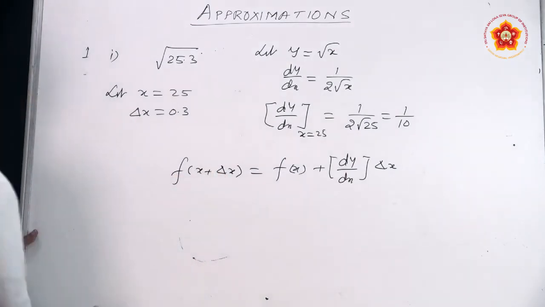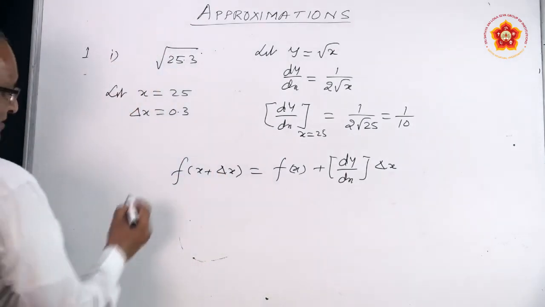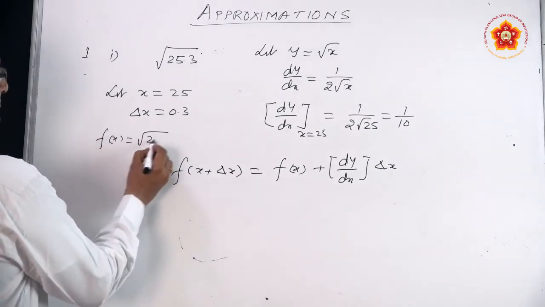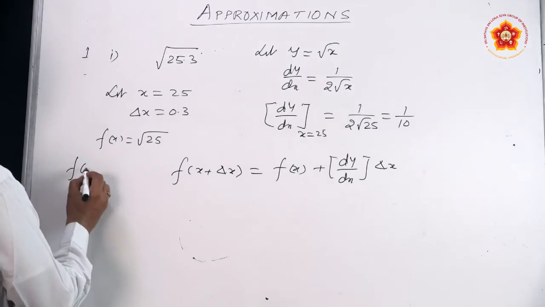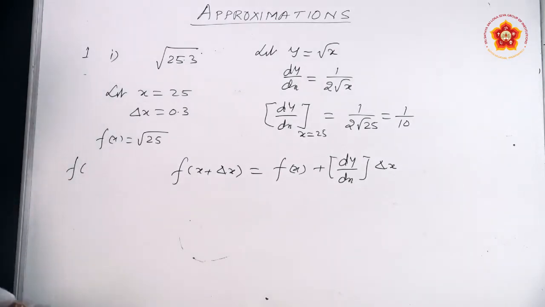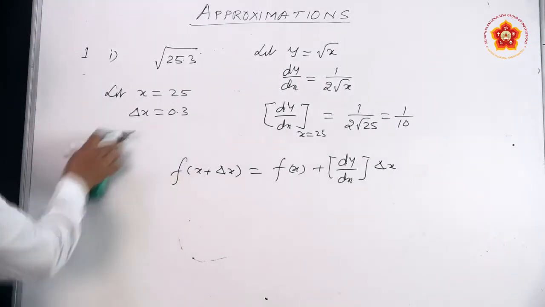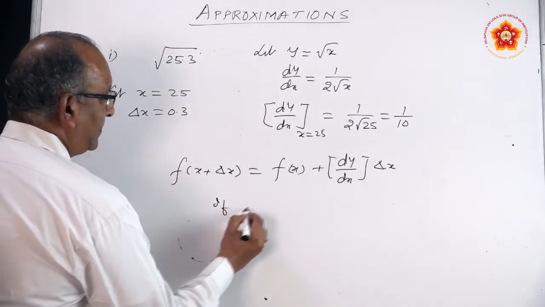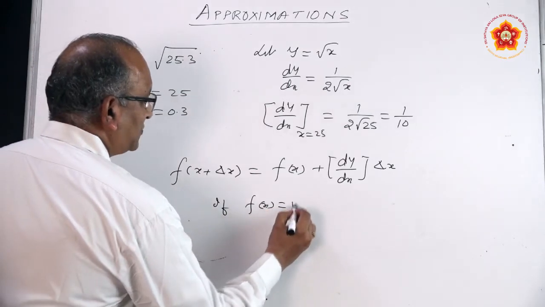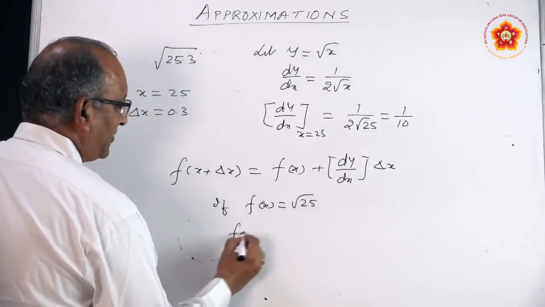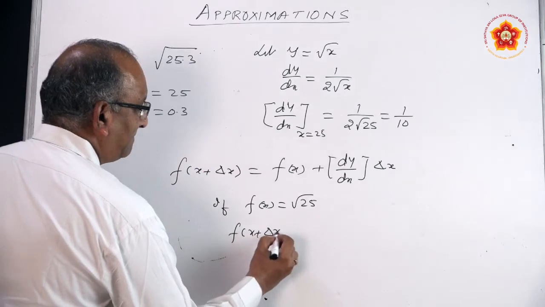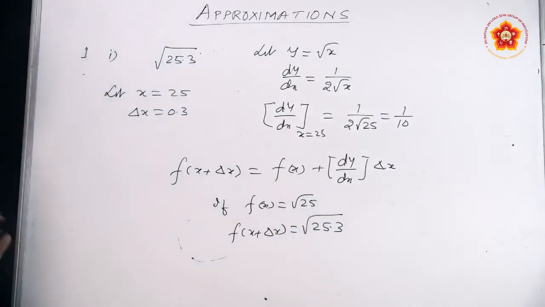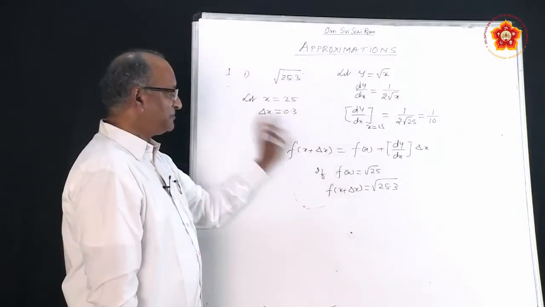F of x plus delta x is the square root function. So if you take f of x as square root of 25, f of x plus delta x will be square root of 25.3, which we want to find out.